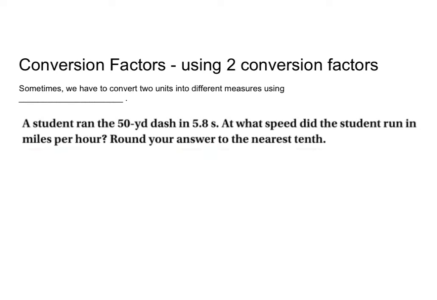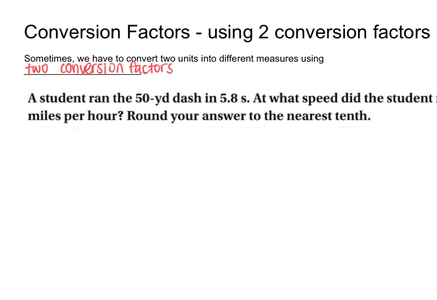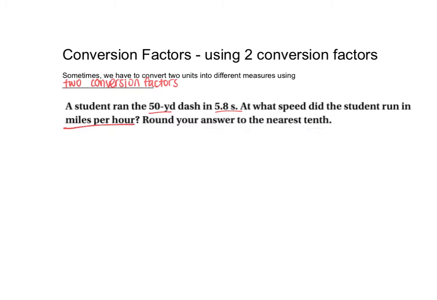Conversion factors using two conversion factors. So sometimes we have to convert 2 units into different measures using 2 conversion factors. Okay. So a student ran the 50-yard dash in 5.8 seconds. At what speed did the student run in miles per hour? Round your answer to the nearest tenth. So let's go ahead and write 50 yards in 5.8 seconds. Okay, and now we want to convert that into miles per hour.